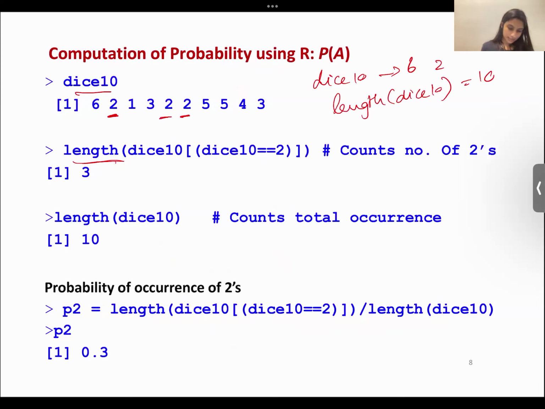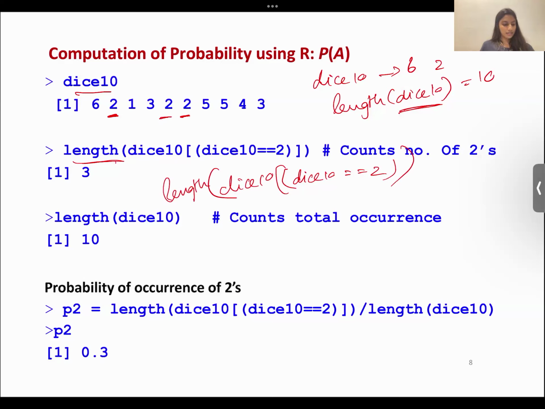So you have to subset this data frame. You want the values of dice10 equal to 2, and you subset the data frame accordingly. This is the format for subsetting a data frame. You calculate the length of this, and when you write this, you get 3. Now the probability of 2 would be the length of this divided by the length of this, which is 3 by 10, equal to 0.3. So 30% chances that you might get the number 2 when you roll the dice 10 times.